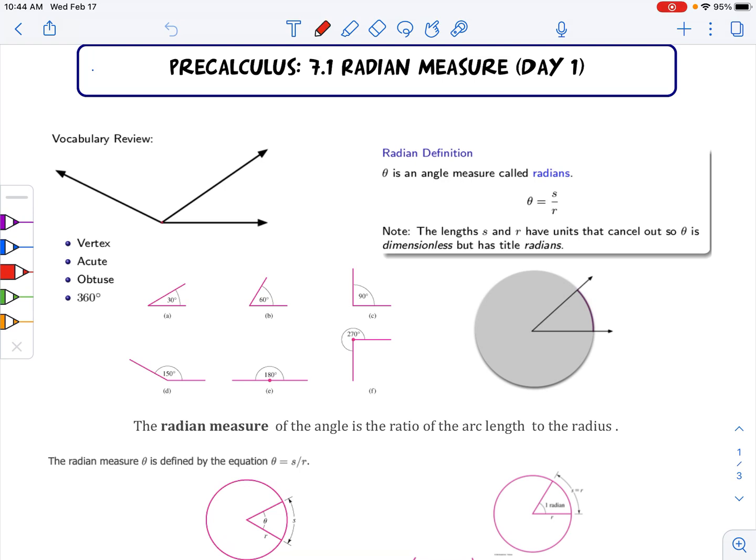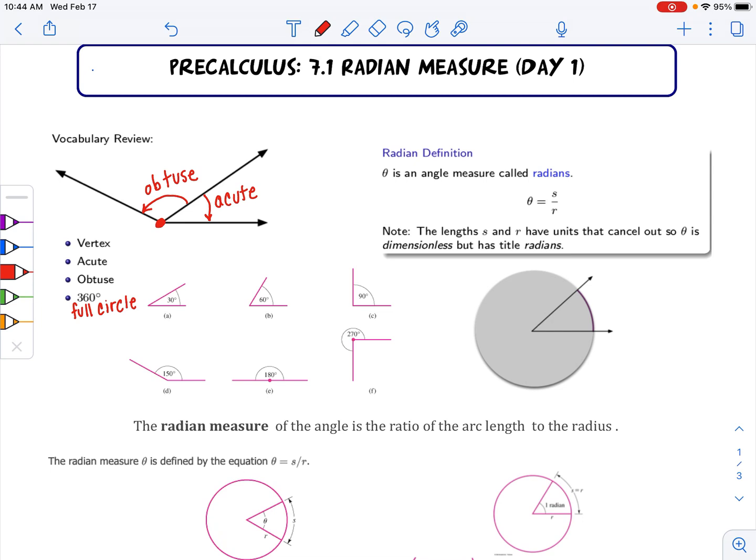We have our vertex right here. We have an acute angle right here. Doesn't matter which direction, but it's acute because it's less than 90. And then this angle right here obviously is going to be obtuse because it's bigger than 90, less than 180. And our 360 will be that full circle. So just a thing to look at.